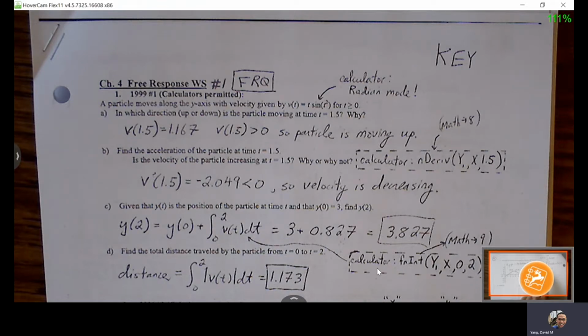Yes. Initial position is your starting point. Does it say? Yeah, that's it. So it's 3 plus 0.826, which is 3.826. And the distance is the absolute value. So you do the integral from 0 to 2, and then absolute value is number, abs, and type in the function.